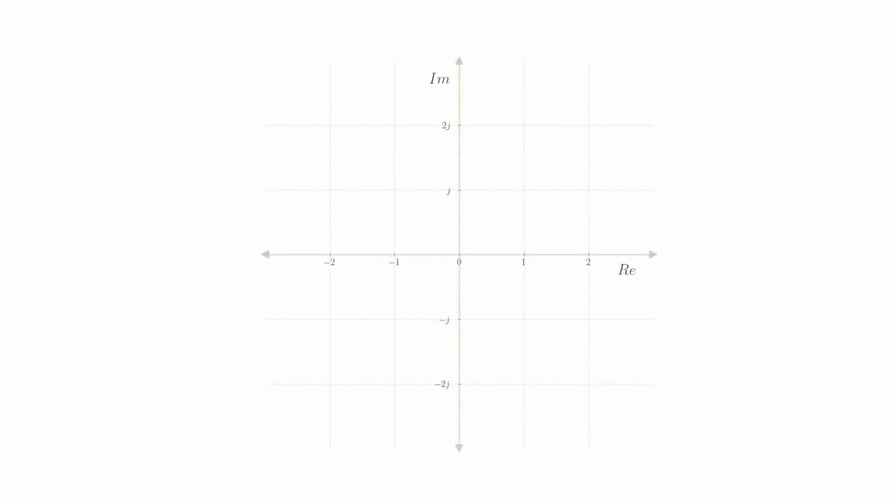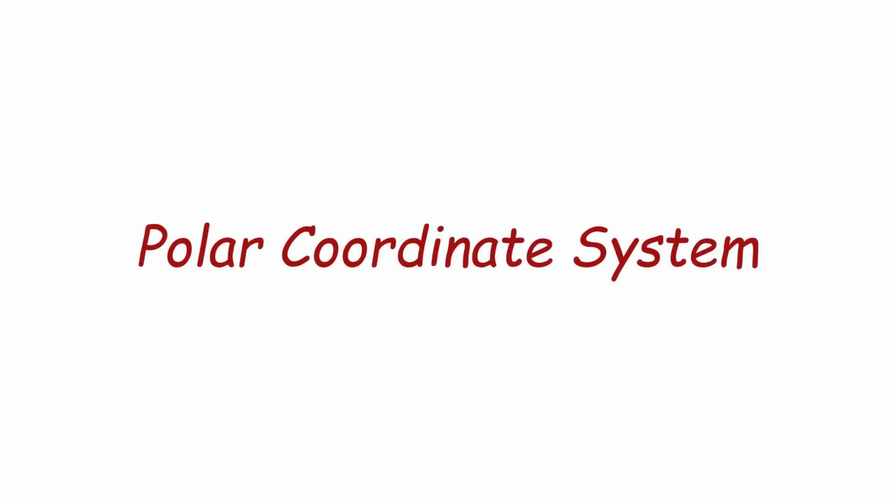Now coming back to the fact that e power j theta represents a vector of unit magnitude, we can construct any complex number of arbitrary magnitude by appropriately scaling it. This representation uses the polar coordinate system. Next up, we have addition.